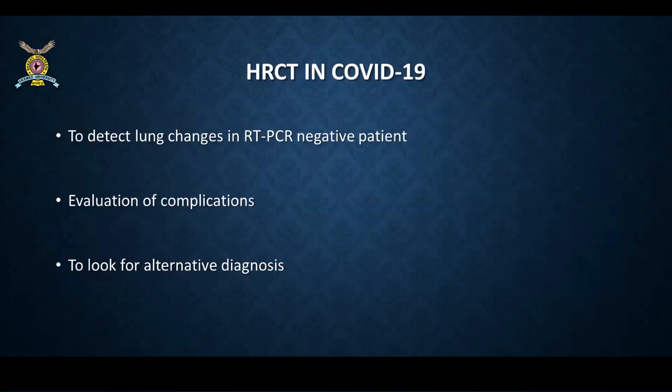So the main role of HRCT in COVID-19 is, first, to detect the lung changes in the RT-PCR negative patient. Second, to evaluate the complications, like pulmonary thromboembolism or other vascular complications. And third indication is to look for any alternative diagnosis.